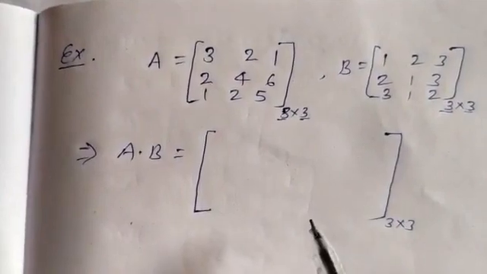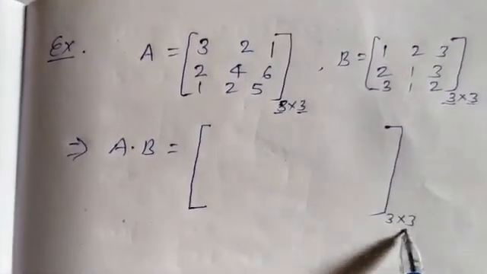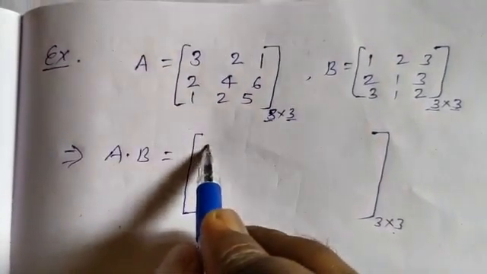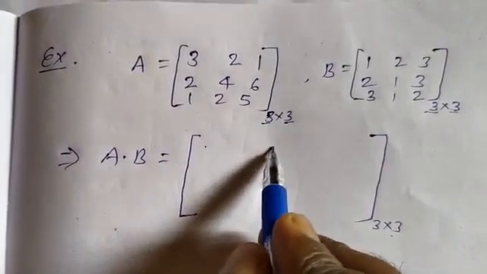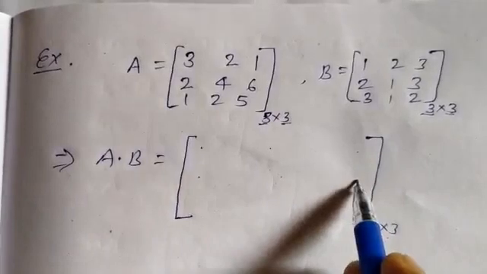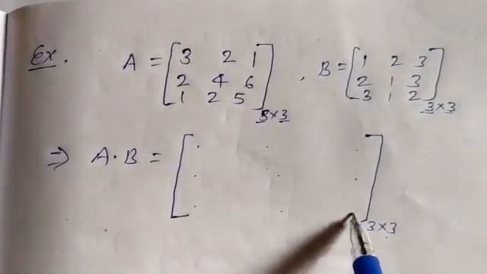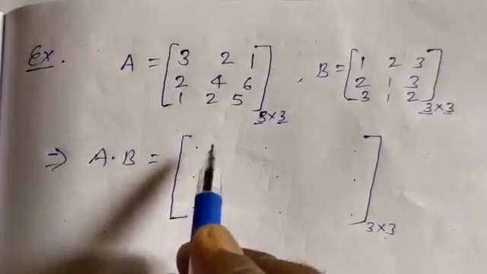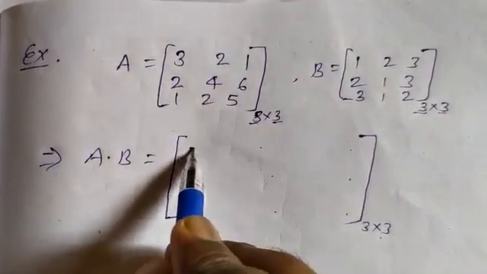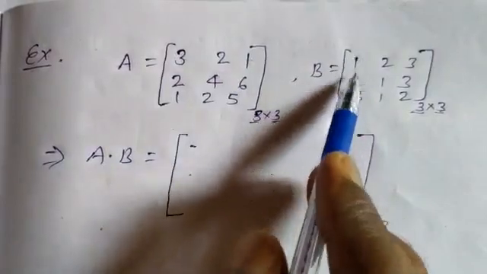How will you multiply? The resulting matrix of order 3 cross 3 will have 9 elements. Here will be first row first column, first row second column, first row third column, second row first column, second row second column, second row third column, and third row first column, third row second column, and third row third column. So first you write the element of first row and first column.